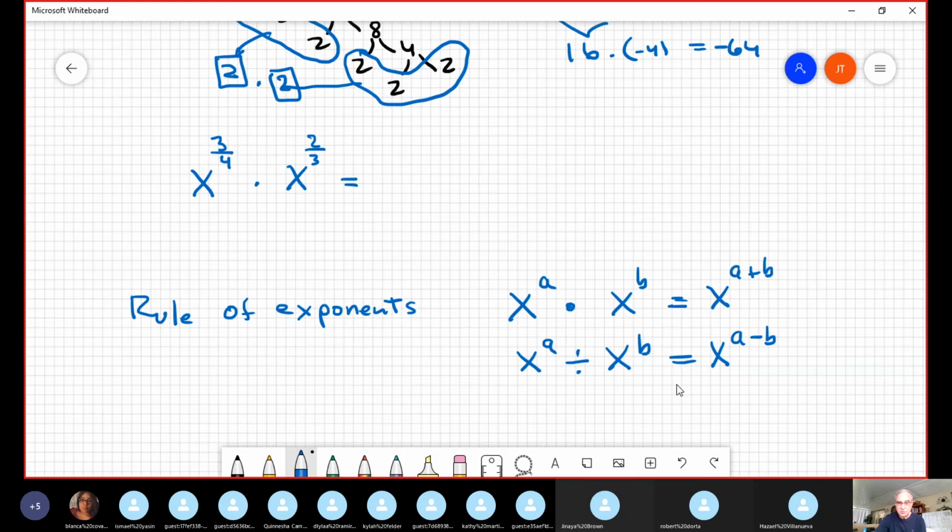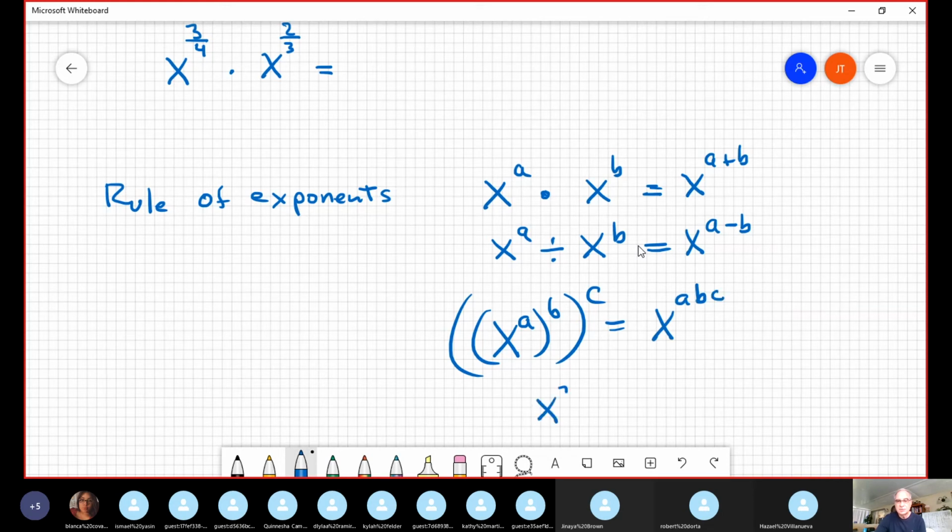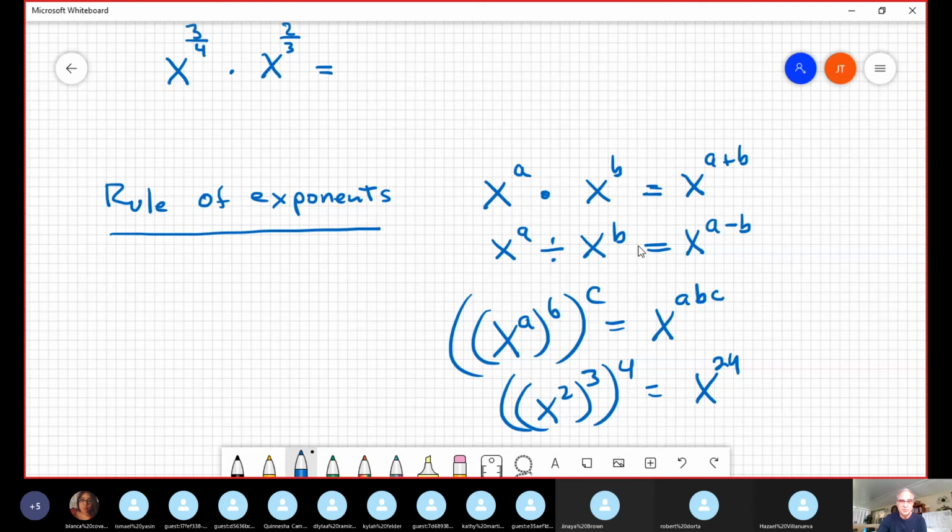And power of the power: 2, 3, 4 levels of power. Because A to the B to the C is 3 levels of power, and it equals X to the ABC, and this ABC is multiplication. Example: X to the second, to the third, to the fourth is X to the 24. 2 times 3 is 6, times 4. This is the rule of the exponent.